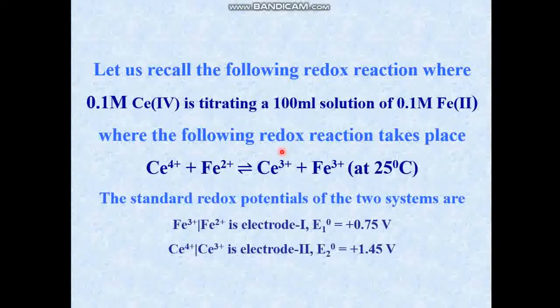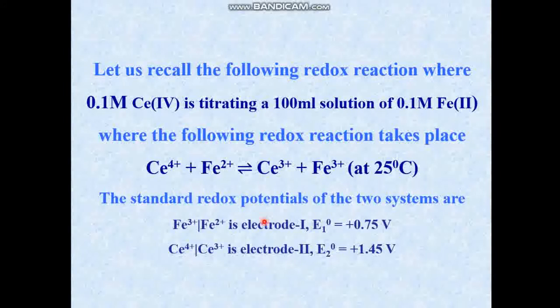So what will happen to the overall redox potential of the system if this is being added to the iron system? The overall reaction that would take place is this one. Here cerium 4 plus is the oxidant, iron 2 plus is the reductant, and they will produce the conjugate forms. Iron 3 plus will be the oxidant now, and cerium 3 plus would be the reductant now.